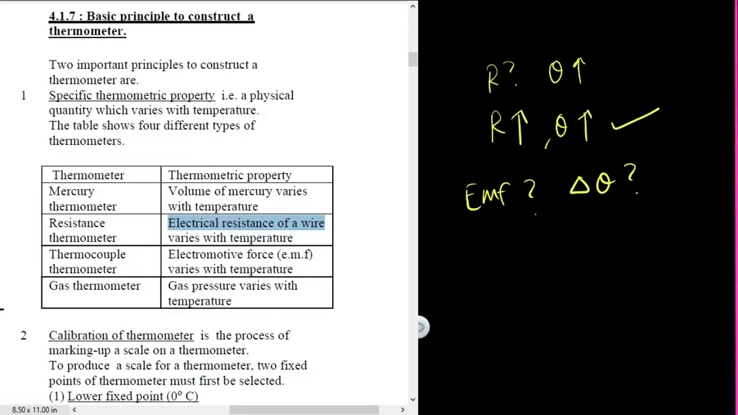And the last one, we have the gas thermometer. For the gas thermometer, we use the property of gas, the gas pressure, and how the pressure of gas will vary with the change in temperature. So those are the four thermometric properties that we will use to construct different types of thermometer. The one that we have in the lab, of course, is the mercury thermometer.